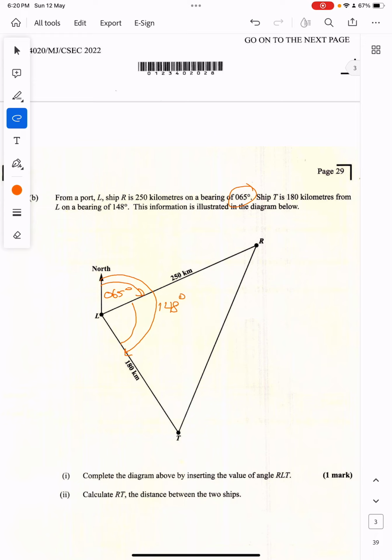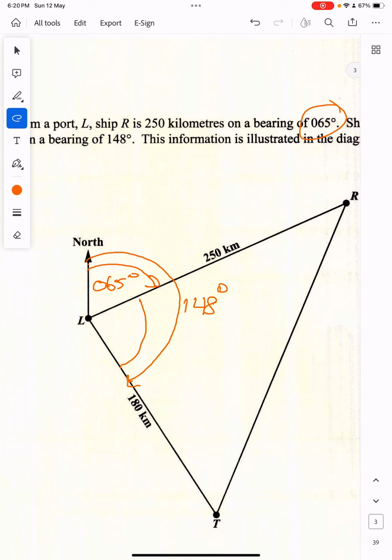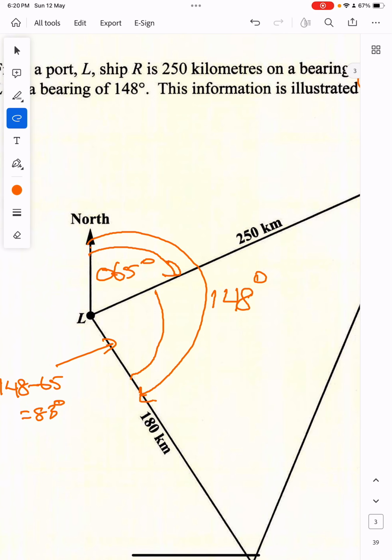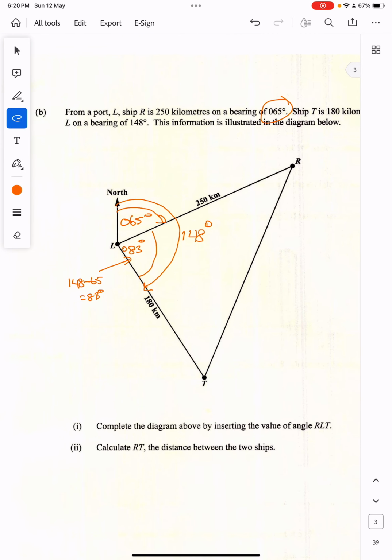So now if we have that whole angle is 148 and this bit inside here is 65, then therefore inside here is going to be 148 minus 65, which works out to be 83. Right, and your task was to write in that angle, so of course you make sure you come and write it in on the diagram. So 083 degrees. We're to calculate RT, the distance between the two ships.